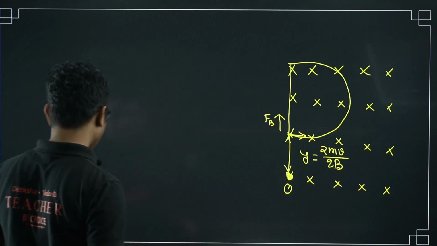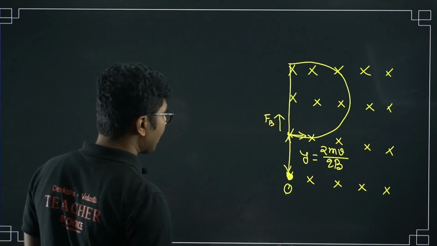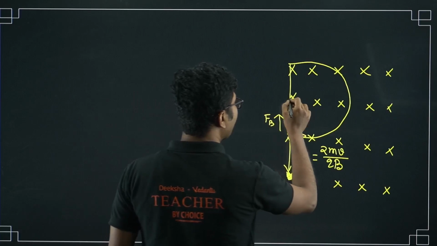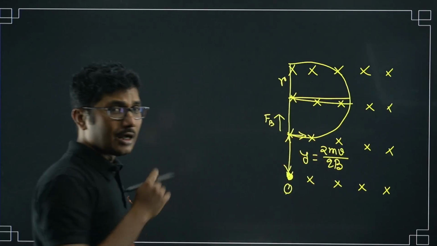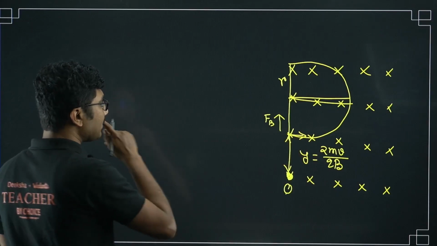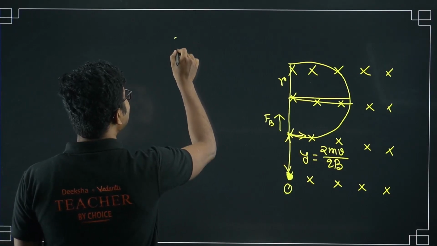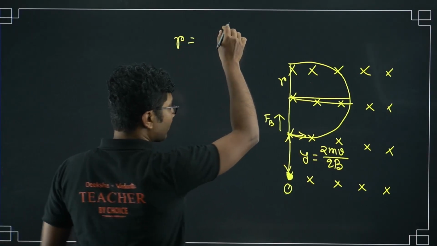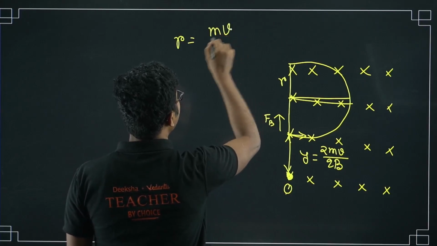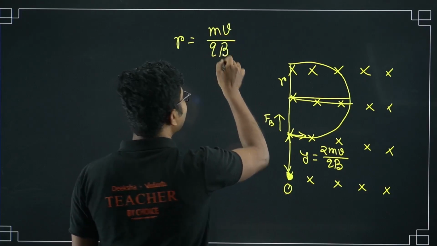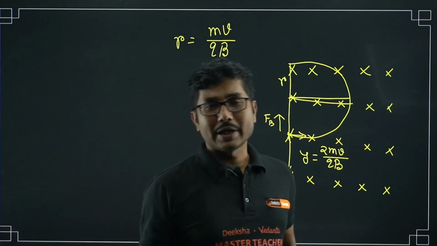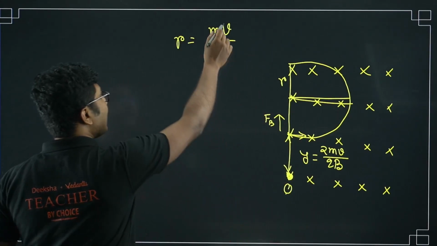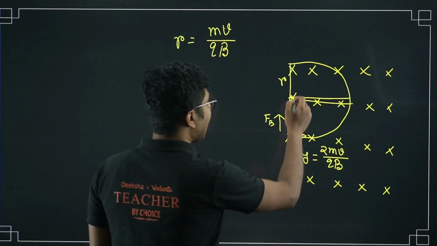The time period of the circular motion we have to calculate, but before that we have to find the radius of the path. What is the radius of this motion? We know that the radius is mv by qB. If you remember, we have done this derivation: mv squared by r equals qvB. From there you can calculate the radius. Radius is mv by qB.